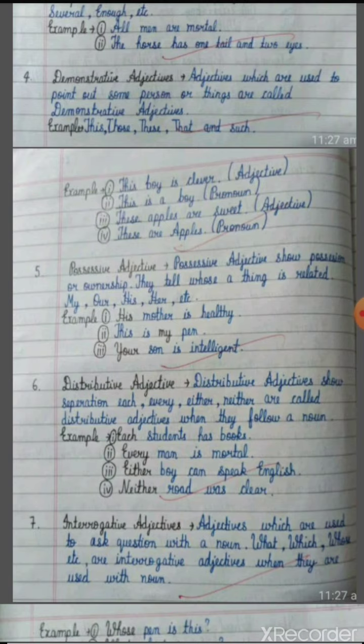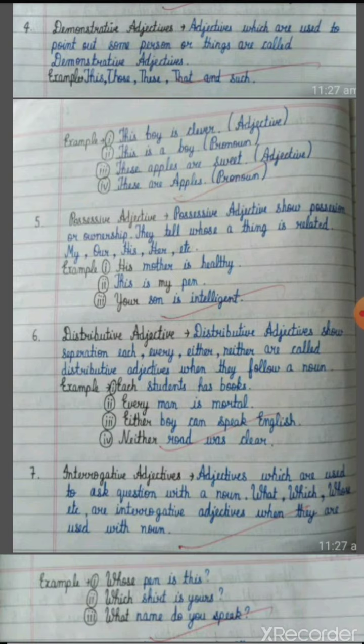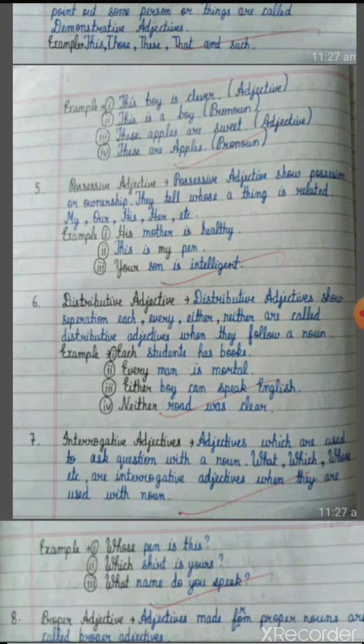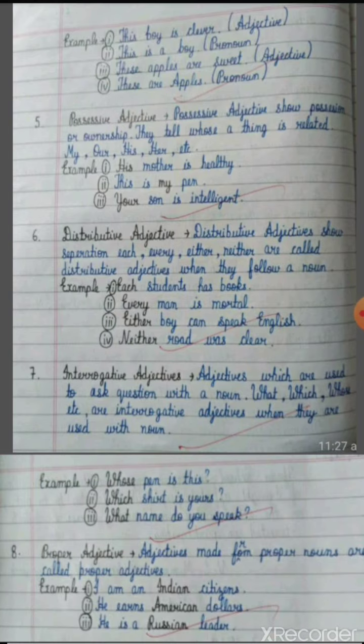And the fifth point is possessive adjective. As we know about possession, it comes from possession. In possessive adjectives, it is the possession or ownership of anything, any person or any property. They tell whose thing it is, whose person it is, or which thing relates to the person. So my, our, his, her, these are the possessive adjectives. Suppose his mother. Whose mother? His mother.